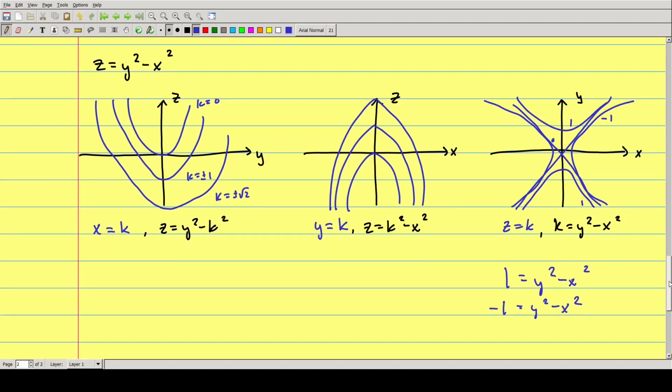So if I'm fixing x, I need the other two. And then which one I write as z and which one I write as y doesn't matter as long as I draw the picture correctly.